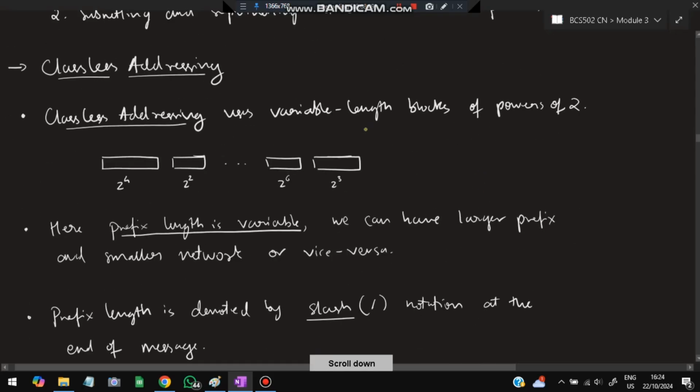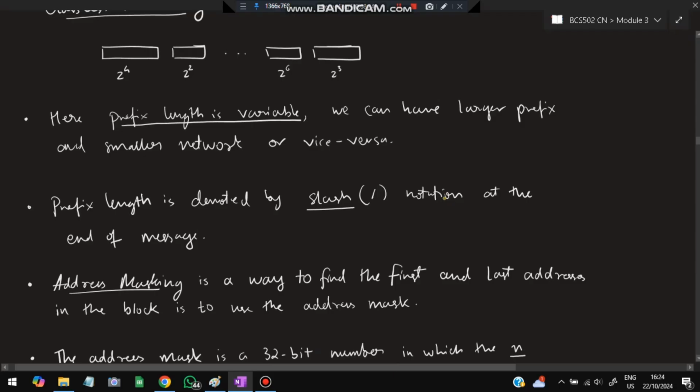In IPv6 we have variable length of blocks, so that how much ever we have required, that much only will be allocated. Okay, also prefix length is variable. We can have a larger prefix, but then we'll have a smaller network or vice versa. Also, how much prefix we are using is not fixed, so we need to define what is the length of the first bits we have used. First B bits we have used, the length will be equal to B bits. We'll be denoting it by a slash. At the end we'll put a slash and put how many bits we have used for the prefix.